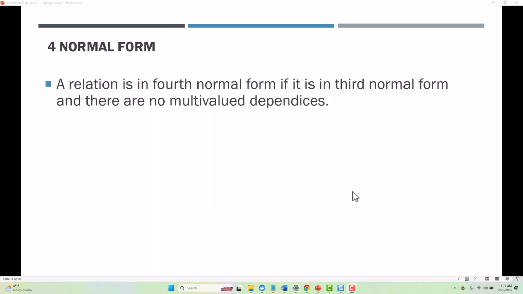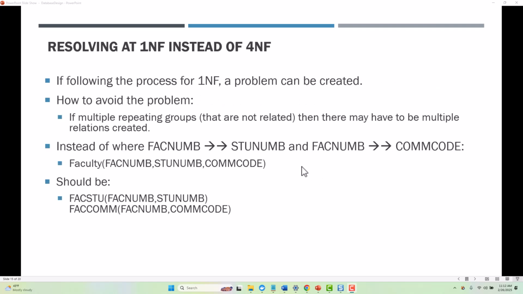We have fourth normal form, and this is where we are dealing with multi-valued dependencies, and that means that if we have more than one set of repeating groups, we have multi-valued dependencies. Okay, so typically we resolve that at 1NF and not at 4NF, which is kind of where they're repeating it at. And this is the process of looking at a problem with multiple repeating groups.